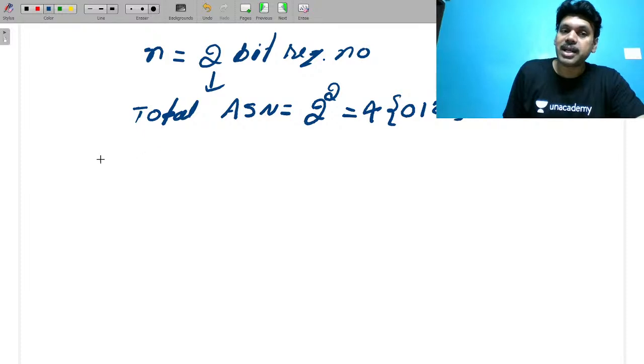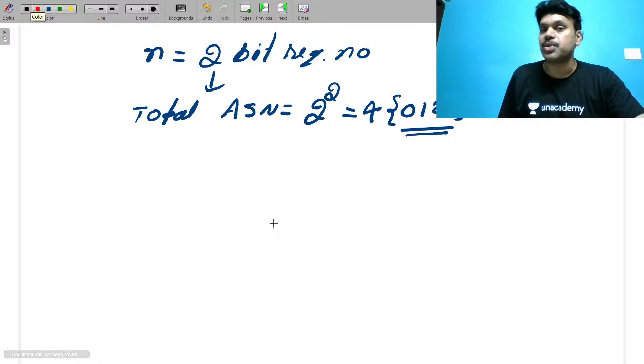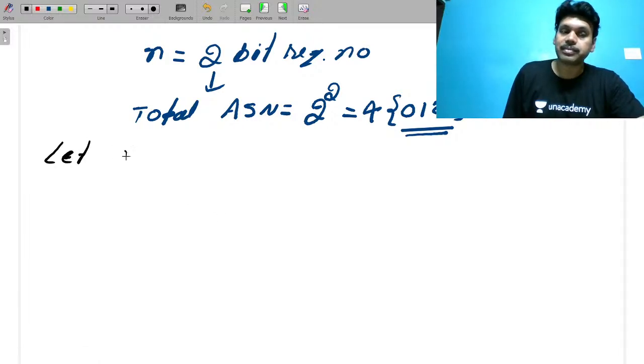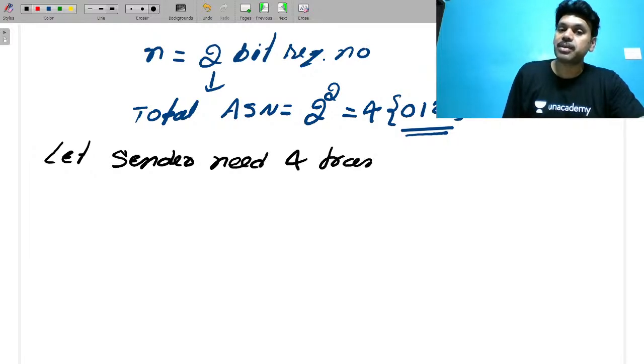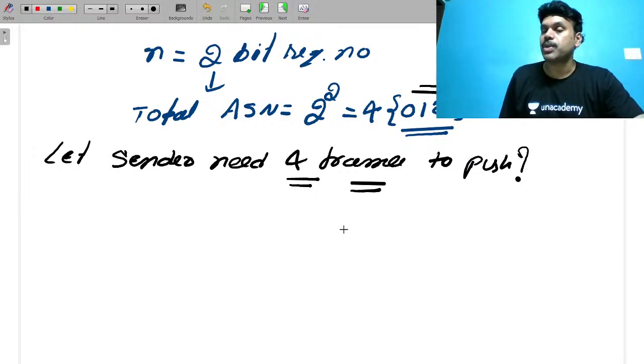Now, sender started. So 4 frames, 4 sequence numbers are there. Every frame is going to be given a sequence number. So before the sender transmits the data, you need to see how many frames you need. Let the sender need 4 frames to transmit. This is his requirement. He wants to transmit only 4 frames. I have got sufficient numbers, 4 numbers I have got, right?